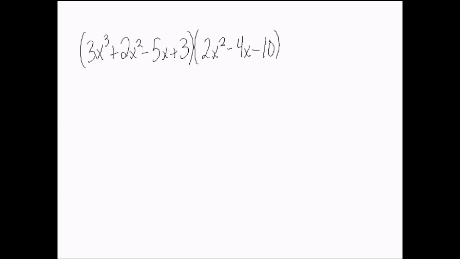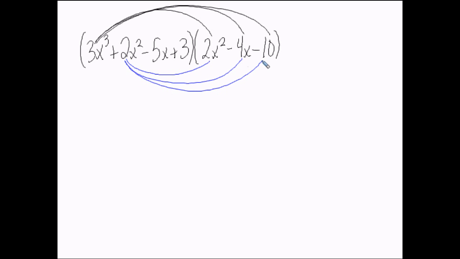Here's why I prefer table to FOIL for anything that's not binomials. Okay, ready? If you're doing a modified FOIL, you're actually using the distributive property. I have to multiply every term in here by every term in there, and if I'm going to keep track of it, I'm going to draw lines. So I'm going to do this one times this one, and this one times that one. And then this one times that one and that one and that one. And then this one times this one and that one and that one.